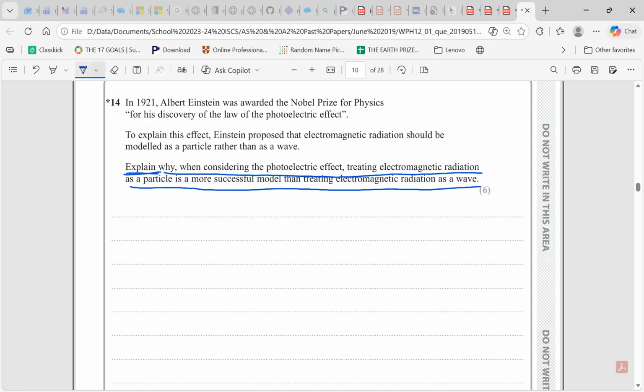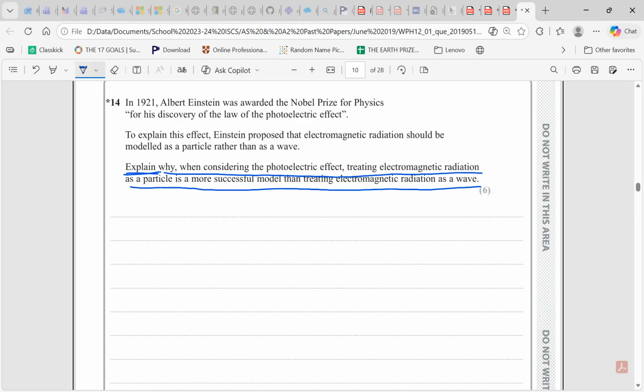So if you simplify the statement, what does it mean? It basically means that we have to explain how the photoelectric effect and its observations can be perfectly explained using the particle model of electromagnetic radiation rather than the wave model. So for that, you need to obviously recall and think of all the observations that were made as a result of the photoelectric effect.